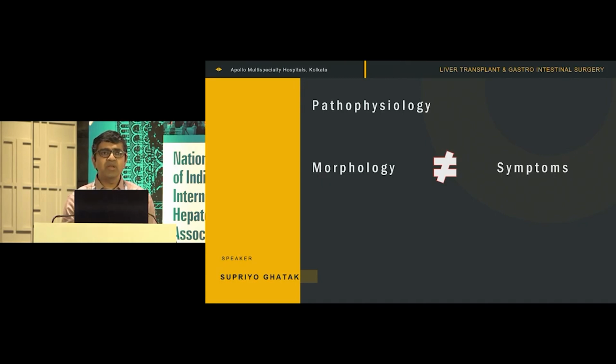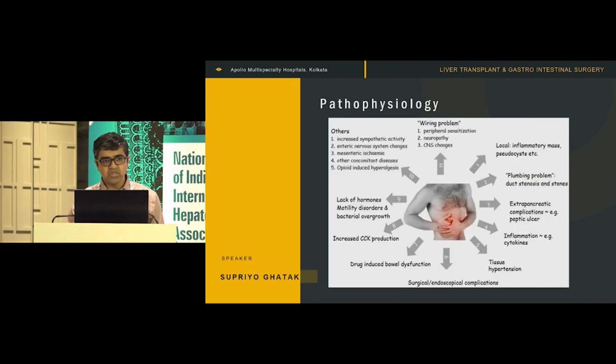What we know is that sometimes a patient comes to us with a dilated duct and multiple stones, full of pancreatic stones, and without any symptoms. We should not jump into some sort of surgery for an asymptomatic patient. We know that morphological changes do not always correlate well with the severity of the symptoms.